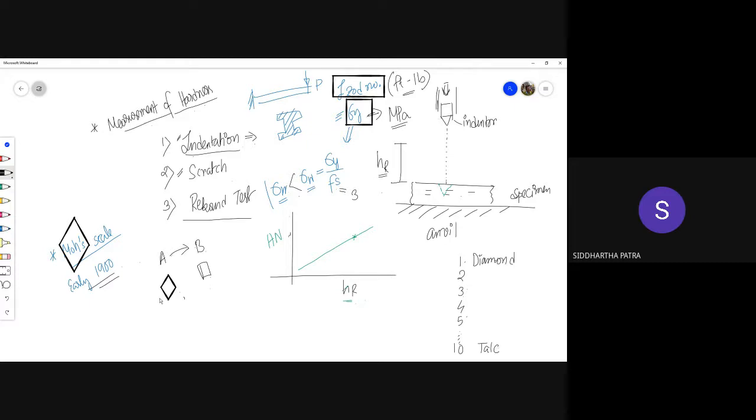So this is your first assignment. Go search on the internet and write a short note and the complete list of the Mohs scale.